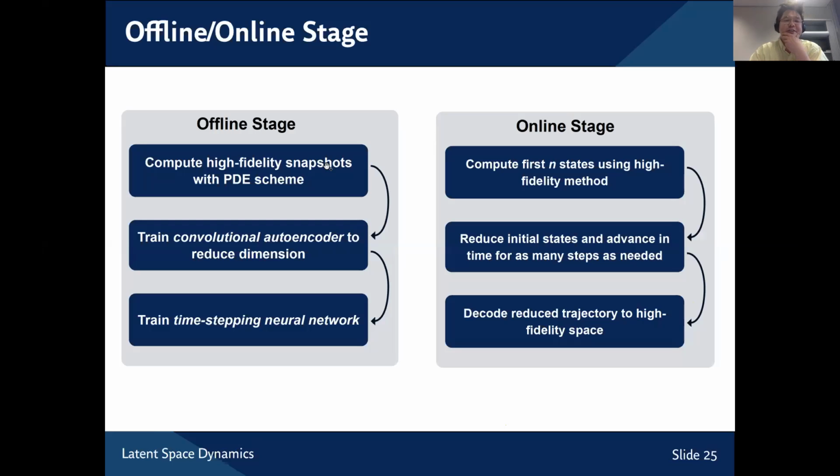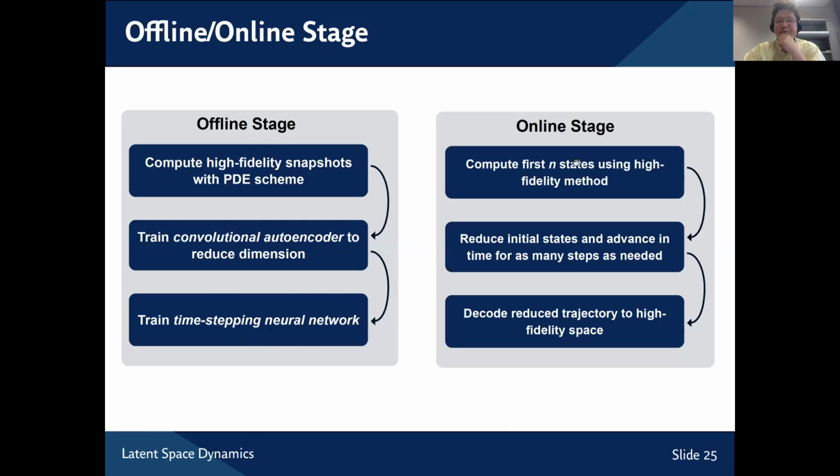So to summarize, in the offline stage, what we do is compute a series of high fidelity snapshots with your PDE scheme. From there, you train a convolutional autoencoder to reduce the dimension. Once you have the autoencoder, you can reduce states and train a time-stepping neural network to advance the latent state in time.